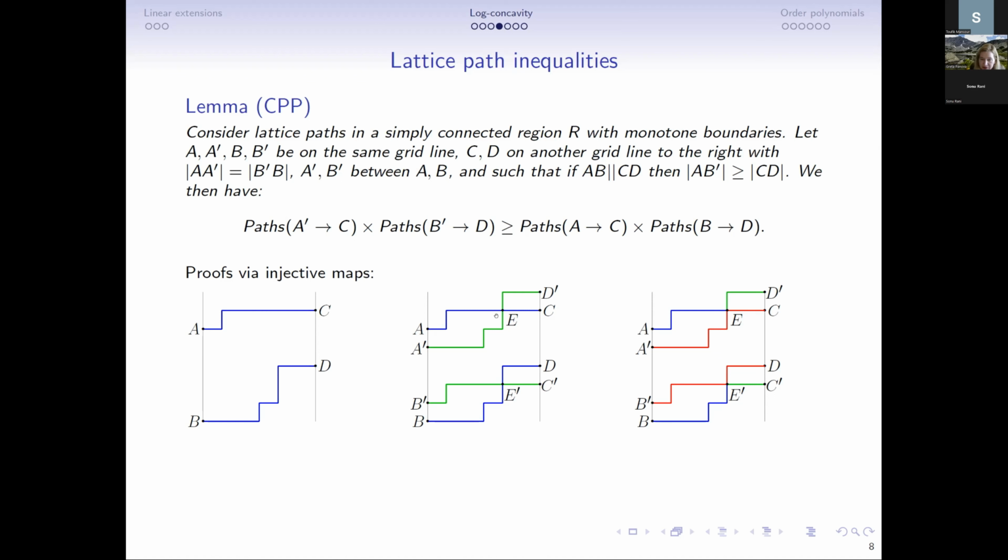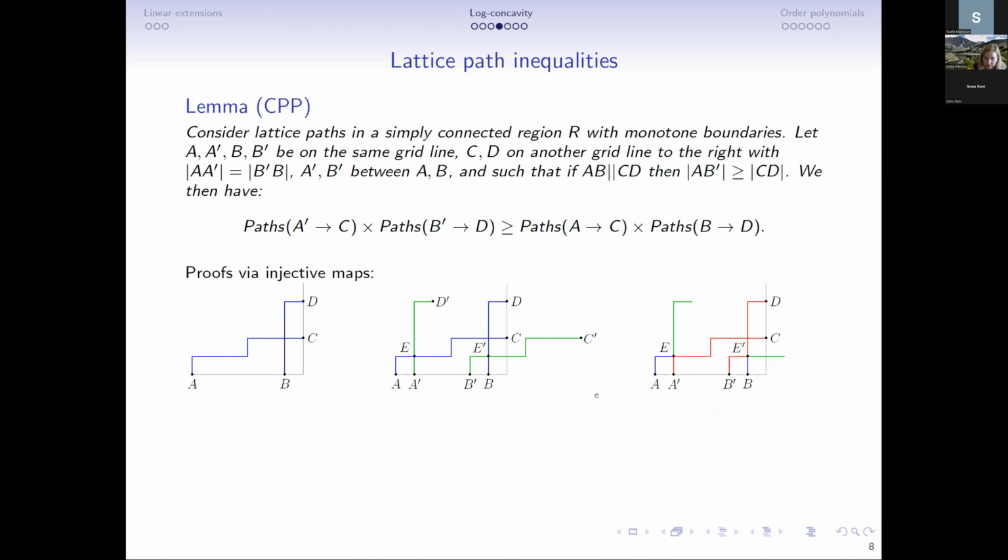Once we find this intersection point, then we do like in the Lindstrom-Gessel-Viennot lemma for counting non-intersecting lattice paths. We actually reassign this path. So now we trace the lower path. The red path becomes the path from A prime to E and then from E to C. And then the other path is, well, if we do the same operation down, we will get also the red path. So this is how this injection works.